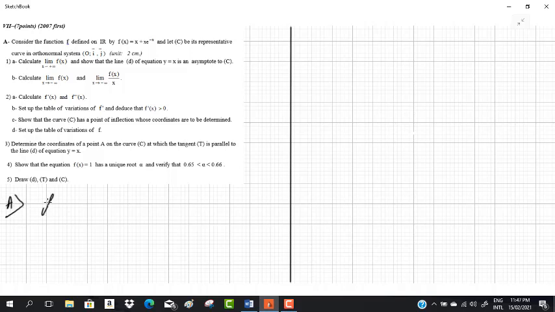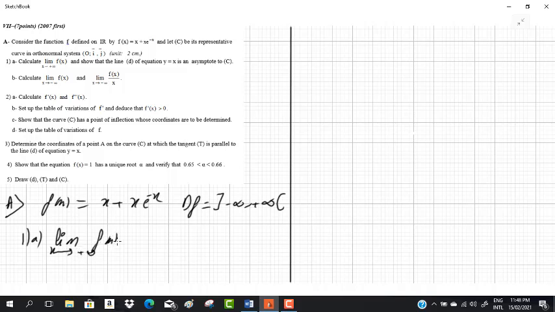Part A, we have the function f of x equal x plus x e minus x, and the domain of definition is R, minus infinity to plus infinity. Part 1a, calculate the limit as x tends to plus infinity of f of x. We just replace x by plus infinity. At plus infinity, x e minus x is 0.